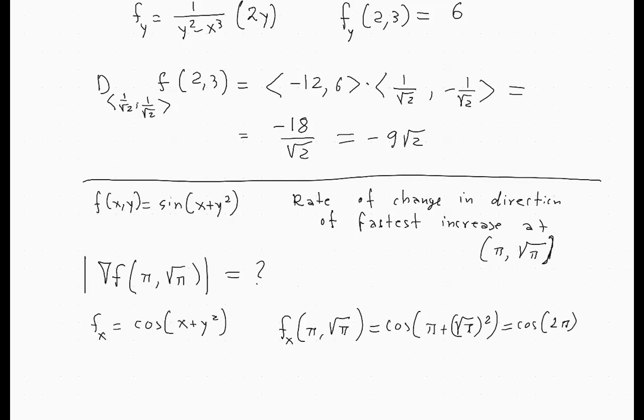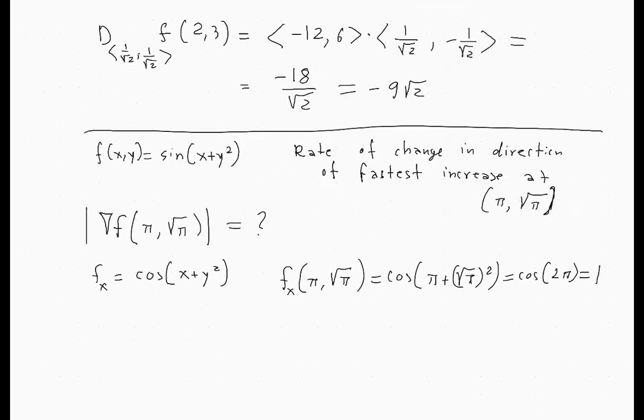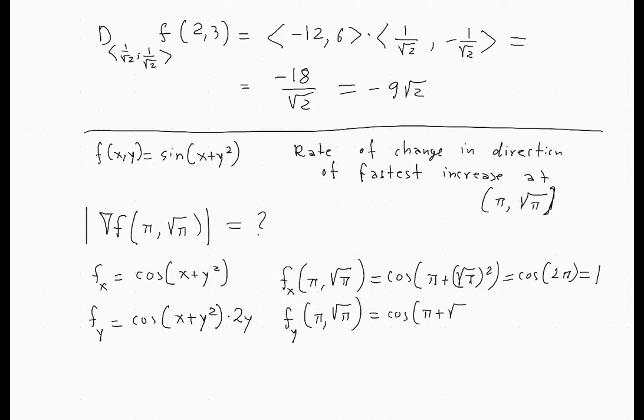And f sub y, here the chain rule becomes a little more pronounced. So it's x plus y squared times 2y. And f sub y of pi comma square root of pi is equal to cosine of pi plus square root of pi all squared, same as before. Only this time we multiply by 2 square root of pi, which of course, since we already know that the first component is 1, is going to give us 2 square root of pi.